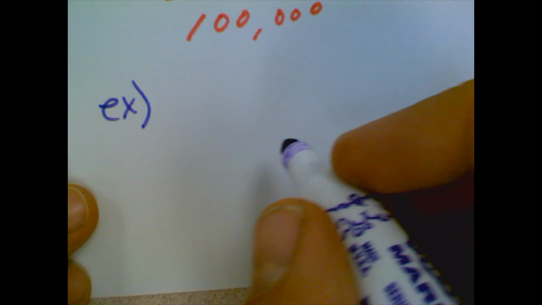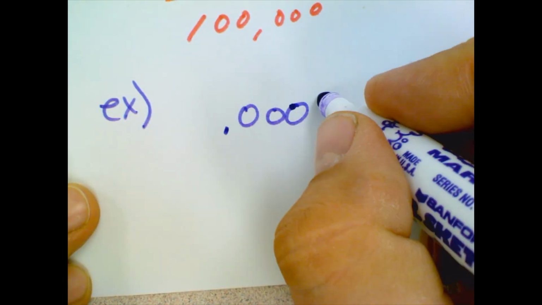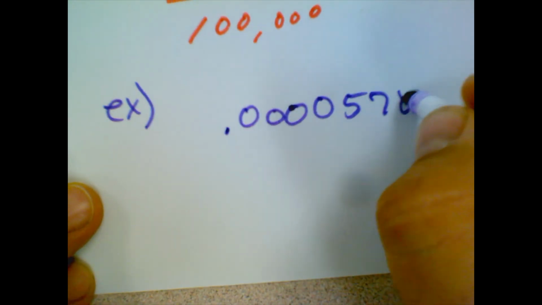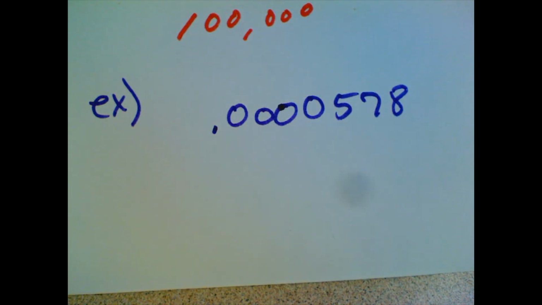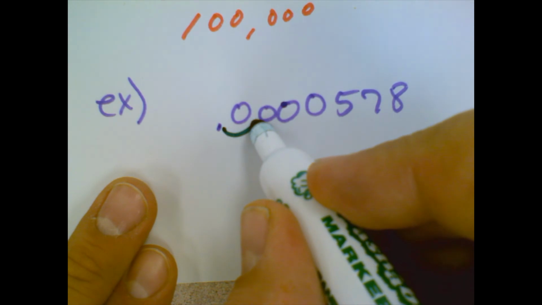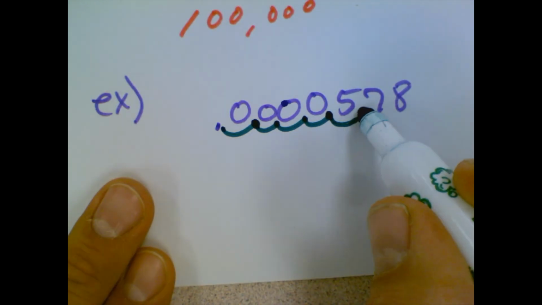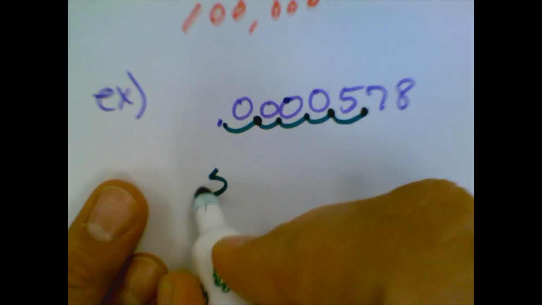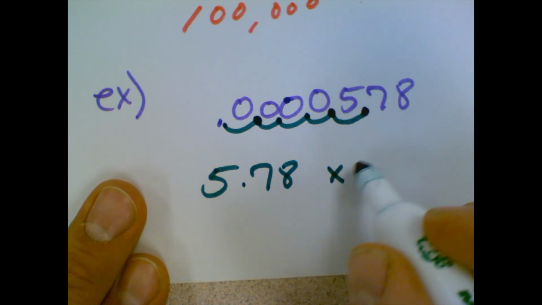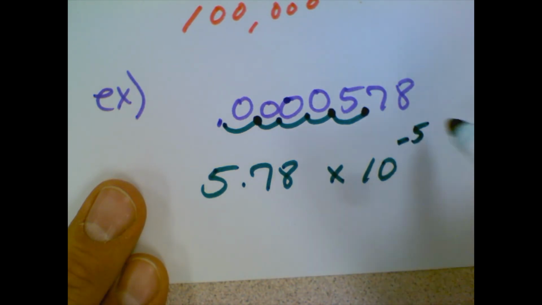Let's say we have 0.0000578, and we want to write this in scientific notation. It's as simple as counting how many places we move the decimal until we get a number between 1 and 10. So there's 1, 2, 3, 4, 5. So this is 5.78 times 10, and since we move to the right, we make our exponent negative.